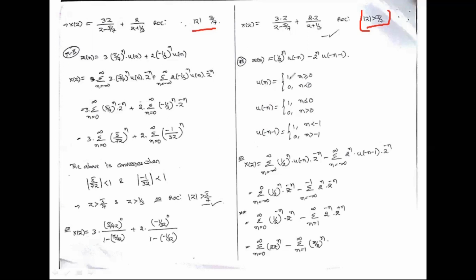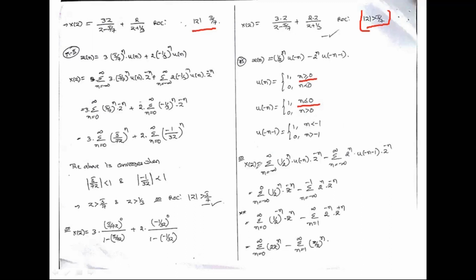u(n) we know is 1 for n greater than or equal to 0. u(-n) means 1 for n less than or equal to 0. Here it is greater than or equal to 0, and this one is less than or equal to 0, because u(-n) is a folded function. Similarly, u(-n-1) is 1 for n less than minus 1. Got it, my dear students?